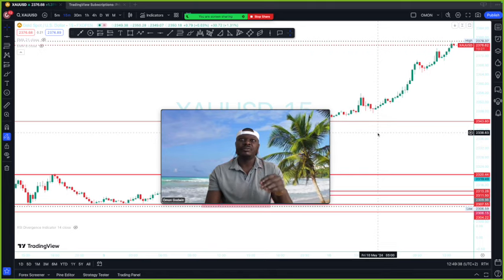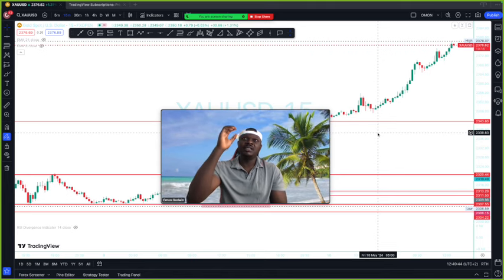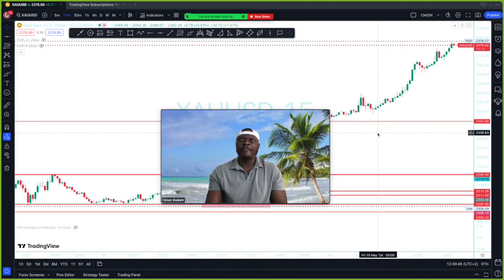So guys, if you see me looking up, just know that I'm watching from my telly. You understand? I have a TV in front of me, which I connect my computer to.